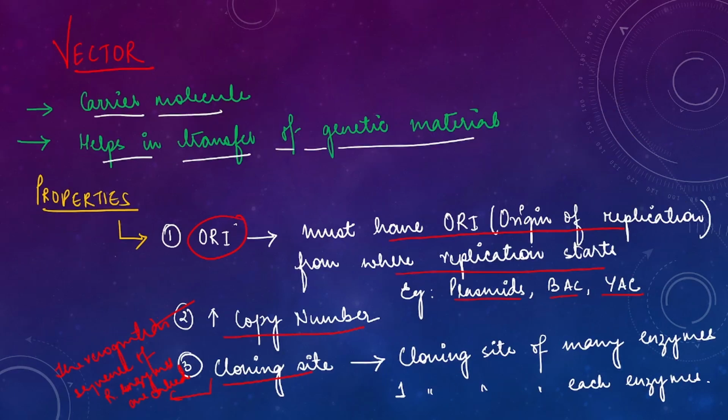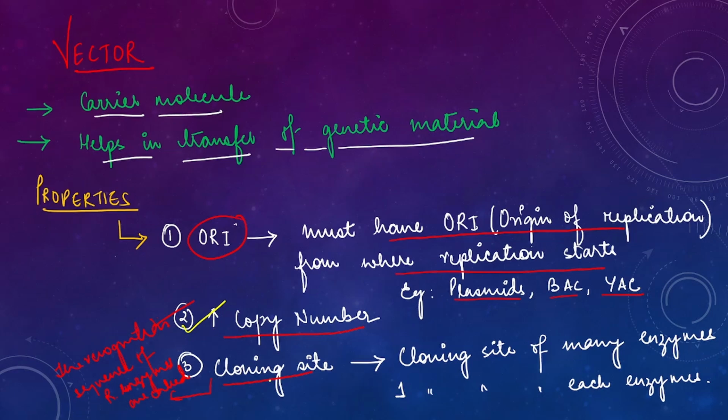Coming to the vector, it is known as a carrier molecule. It helps in the transfer of genetic material. A vector must have the following properties. That means it must have an ori site. What is ori site? That is, it must have the origin of replication from where the replication starts. Vector must be high in copy number and have a cloning site.